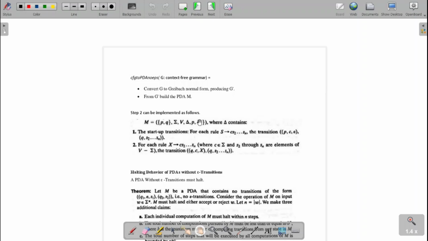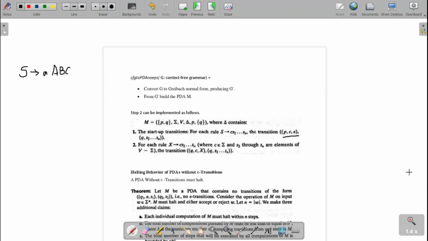Right? The next, the second rule. For each rule which is of this format, what is that format? X derives c S2 up to Sn. If c belongs to sigma, then S2 to Sn are the elements of V minus sigma. So that is your Greibach normal form. Greibach normal form will be in this form: S derives a terminal first, followed by any number of non-terminals like A, B, C, and so on. Right.